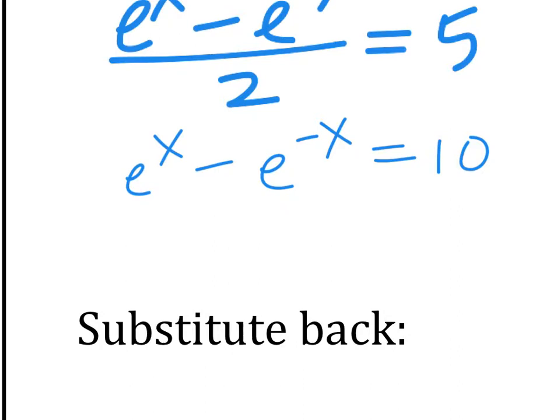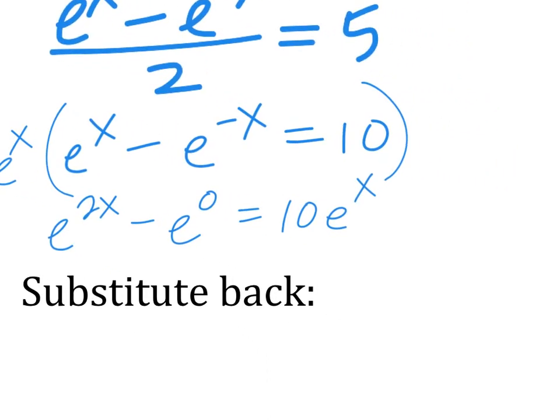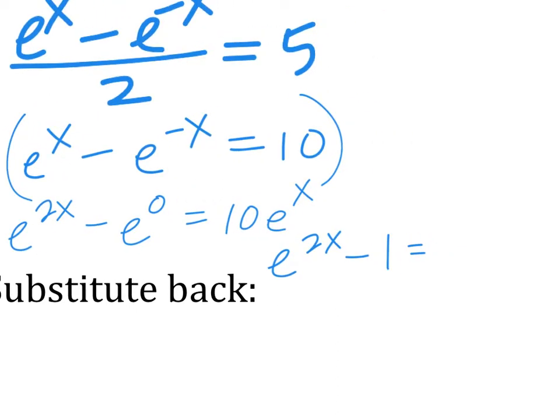Okay, so we are going to do it this way. Basically, we are going to multiply everything by e to the x. The reason being, we are going to get one of the e to the negative x into a 0. So this is going to be e to the 2x minus e to the x minus x. Remember, if you have the same base, you add the exponents together. And then 10 e to the x. And then e to the 2x minus 1 is equal to 10 e to the x.